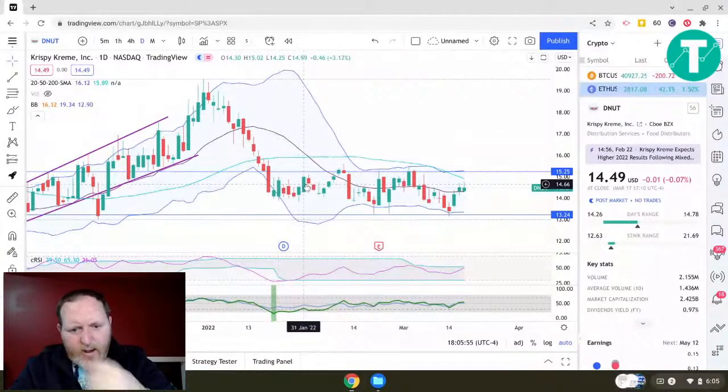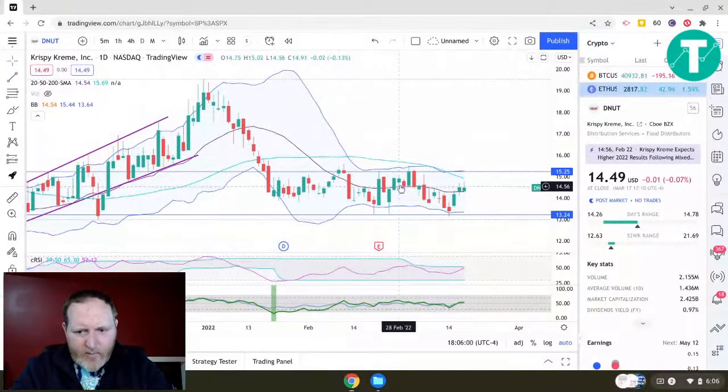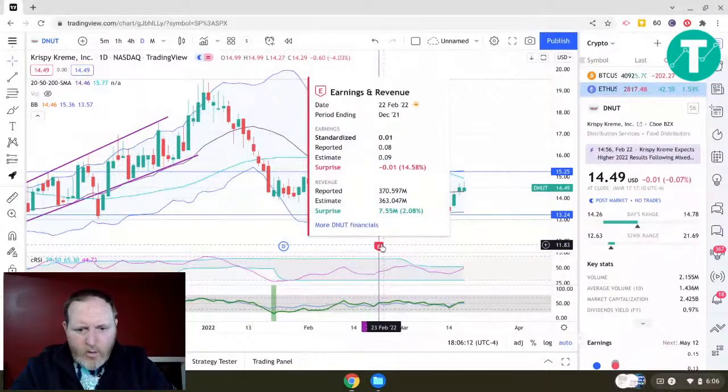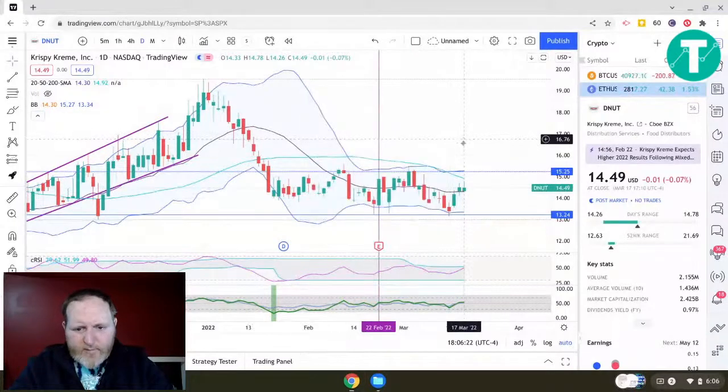while the market has been fluctuating so badly during this time, Krispy Kreme, you can see it here perfectly, has just been moving sideways, being range bound. It did good on revenue, but missed by a penny on earnings, EPS. So they're bringing in some money.